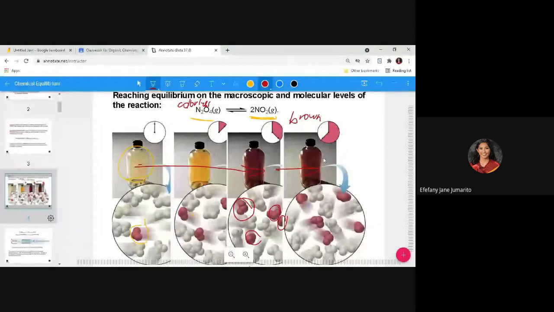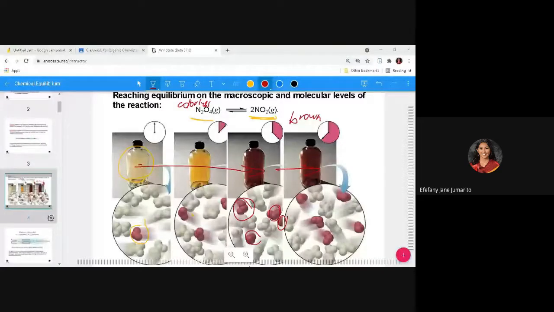There's no change anymore, no change in color anymore. And that also at a molecular level, we can see that our product, NO2, and N2O4 have no net change now. So that depends only on this one having reached equilibrium.